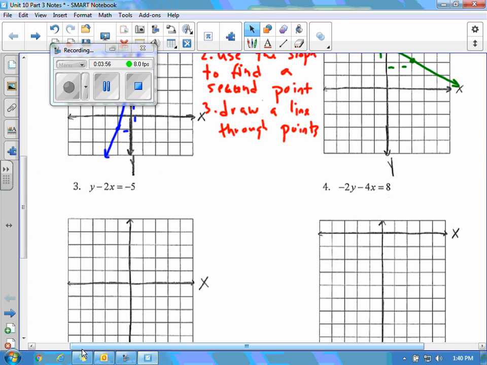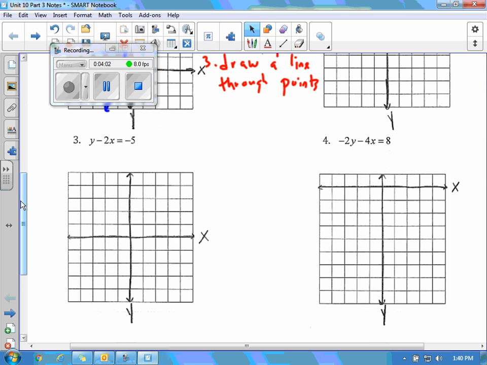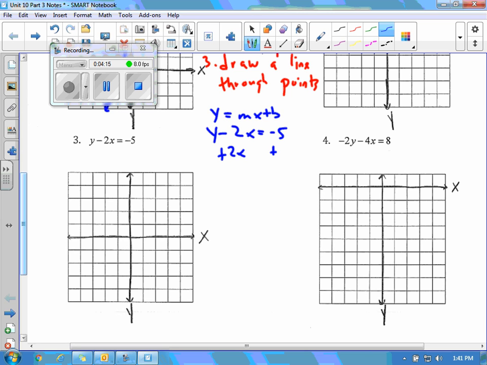For number 3, if you look, it's not in slope-intercept form to begin with, so the first thing I need to do is move this into slope-intercept form. So I'm going to rewrite it over here just to give myself some room. Because again, my goal is to get it into y equals mx plus b form. So to do that, I need to add 2x to both sides.